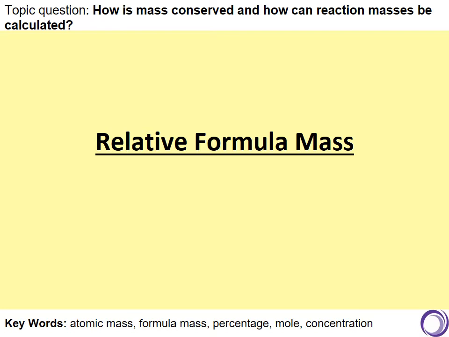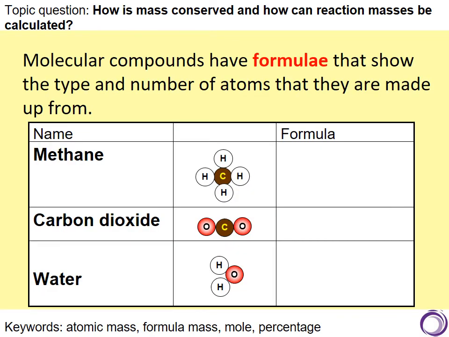Let's look in a little bit more detail at masses then. So first of all, we're going to look at relative formula mass. Let's remind ourselves about chemical formulae. The formula will show us the type and the number of atoms that are bonded together to form a molecule. So in our molecule of methane, you can see that there is a carbon in the middle and there are 4 hydrogens bonded to that carbon. If we were to write the formula of that, we would write CH4. We've got 1 carbon and the 4 appears directly after the hydrogen to show us we have 4 atoms of hydrogen.